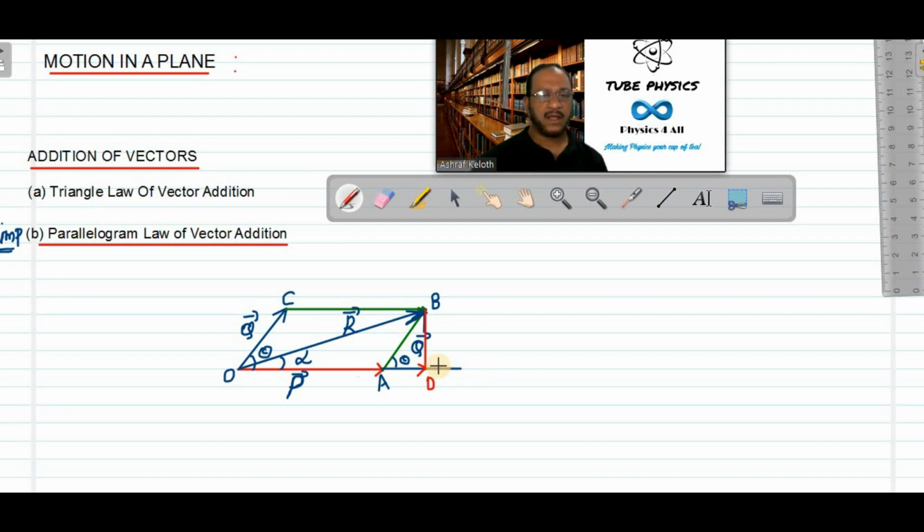Now the vector Q here can be resolved into two components, isn't it? One is the horizontal component, that will be AD. The other is the vertical component. What will be the vertical component? From the point A, this will be the vertical component, correct?